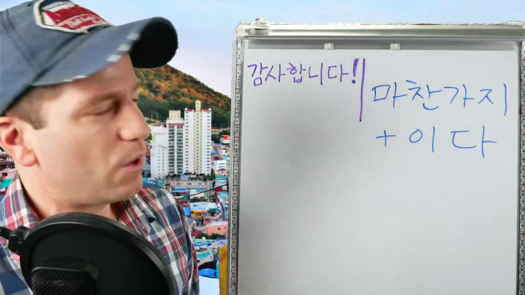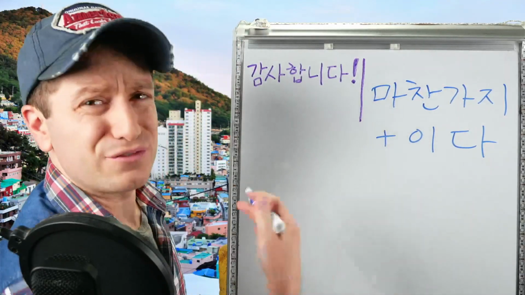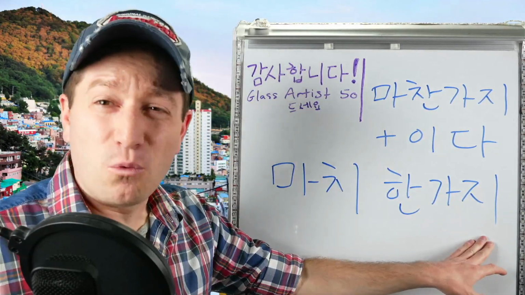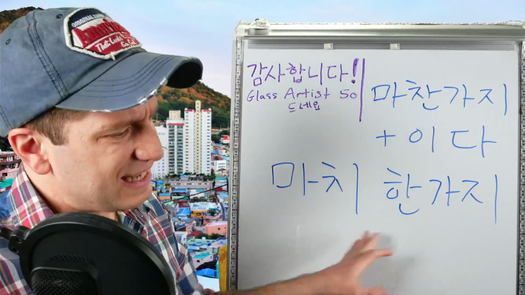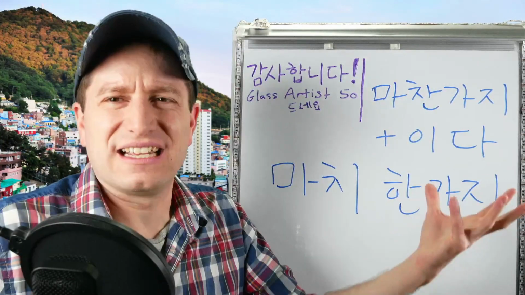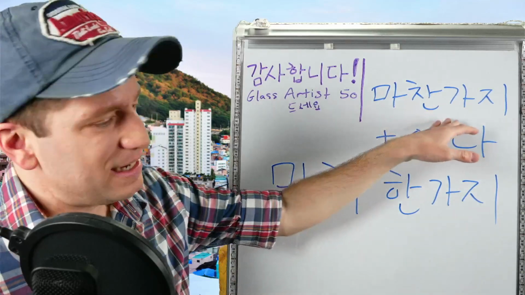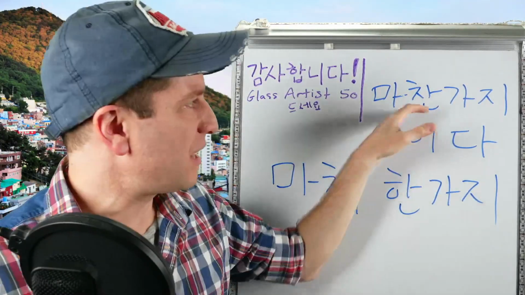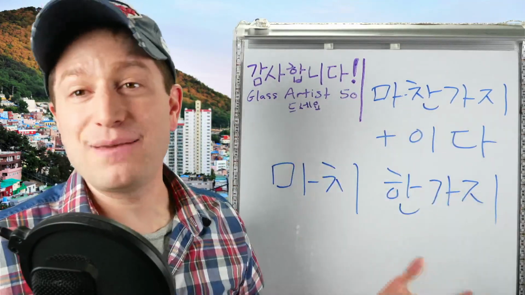Now, originally, what is 마찬가지? It is a shortened version of this. 마치 means similar to, 한 가지, like one thing. So the same as or just alike or similar to one thing, literally. And 마찬가지 means the same. So the same or similar. 마찬가지이다, to be the same or similar.